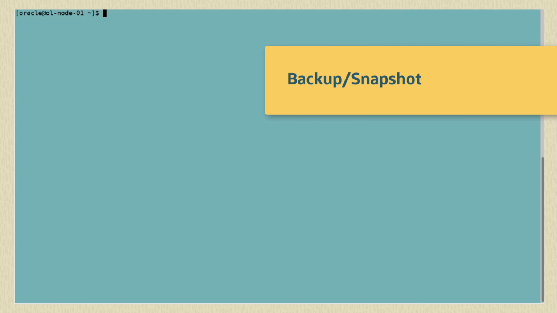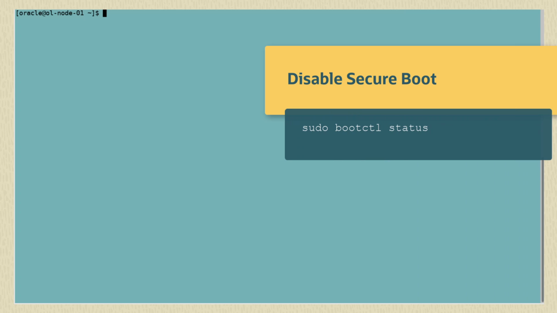So let's look at upgrading our Oracle Linux 7 system to Oracle Linux 8. Remember, before starting the pre-upgrade or the upgrade, ensure that your system is fully updated and make a backup or snapshot so you can restore it if there's any issue with the upgrade. Shut down any running workloads as the upgrade process will carry out multiple reboots. If you are using an Oracle Linux 7 system and Secure Boot is enabled, disable it. You can check the status of Secure Boot with the command sudo bootctl status. And if you need to disable it, you can use the command sudo mokutil --sb-state.